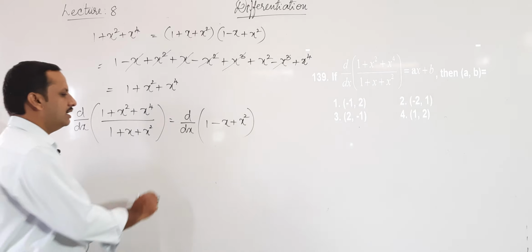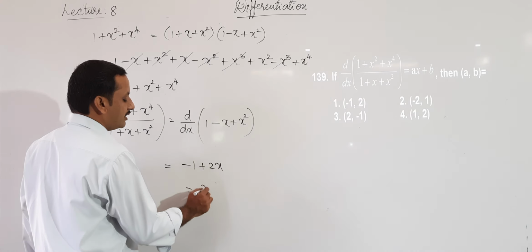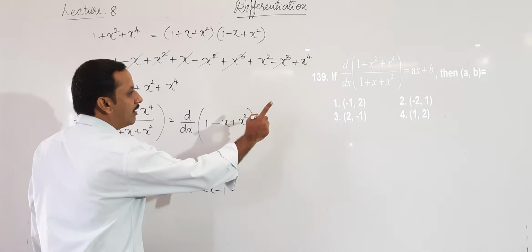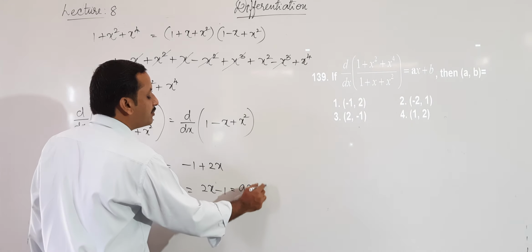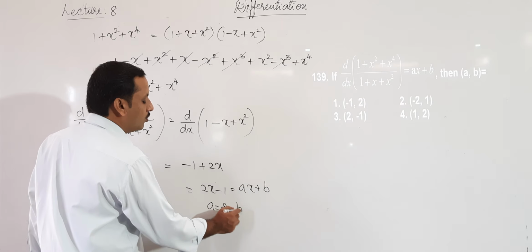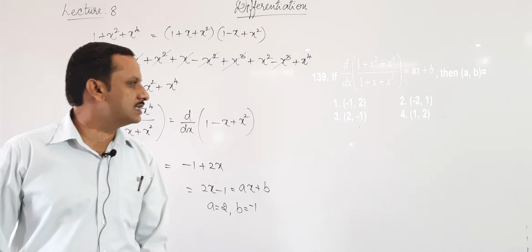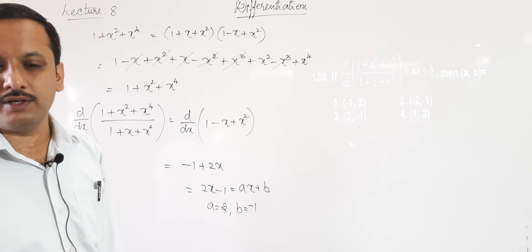Now, you differentiate it. When I differentiate this, I am going to get minus 1 plus 2x, or you can write this as 2x minus 1. On RHS, there we have ax plus b. On comparison, we get a is equal to 2 and b is equal to minus 1. A is 2, b is minus 1, which is the third option.